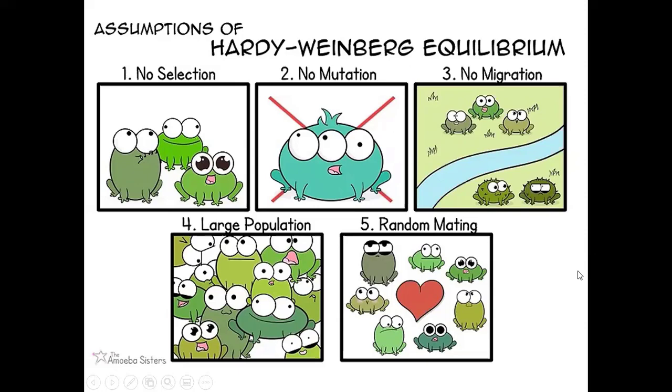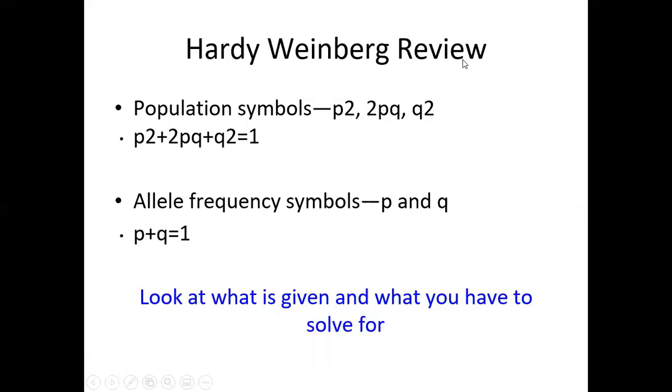But anywho, other things to remember with Hardy-Weinberg equilibrium: the population symbols. So if you see this two, these are really squared, so don't get tricked by that. p squared, 2pq, and q squared are all frequencies of actual individuals in the population, whereas p and q are allele frequencies. They mean how much one piece of DNA is going to be present in a population.